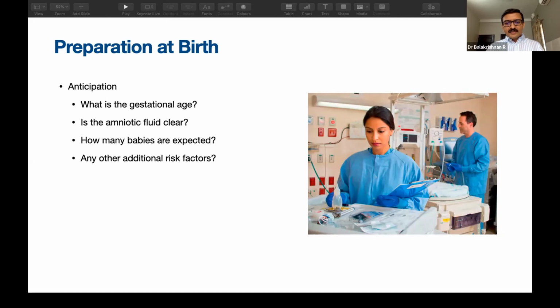Or are there any other risk factors? We have to go through the antenatal risk factors like oligohydramnios, abnormal anomaly scans, eclampsia, preterm deliveries, or any intrapartum risk factors like abnormal CTGs, antepartum hemorrhage, or cord prolapse. So we have to take all the risk factors into account, and these risk factors have to be asked from the obstetricians once we enter the delivery room or the theater.